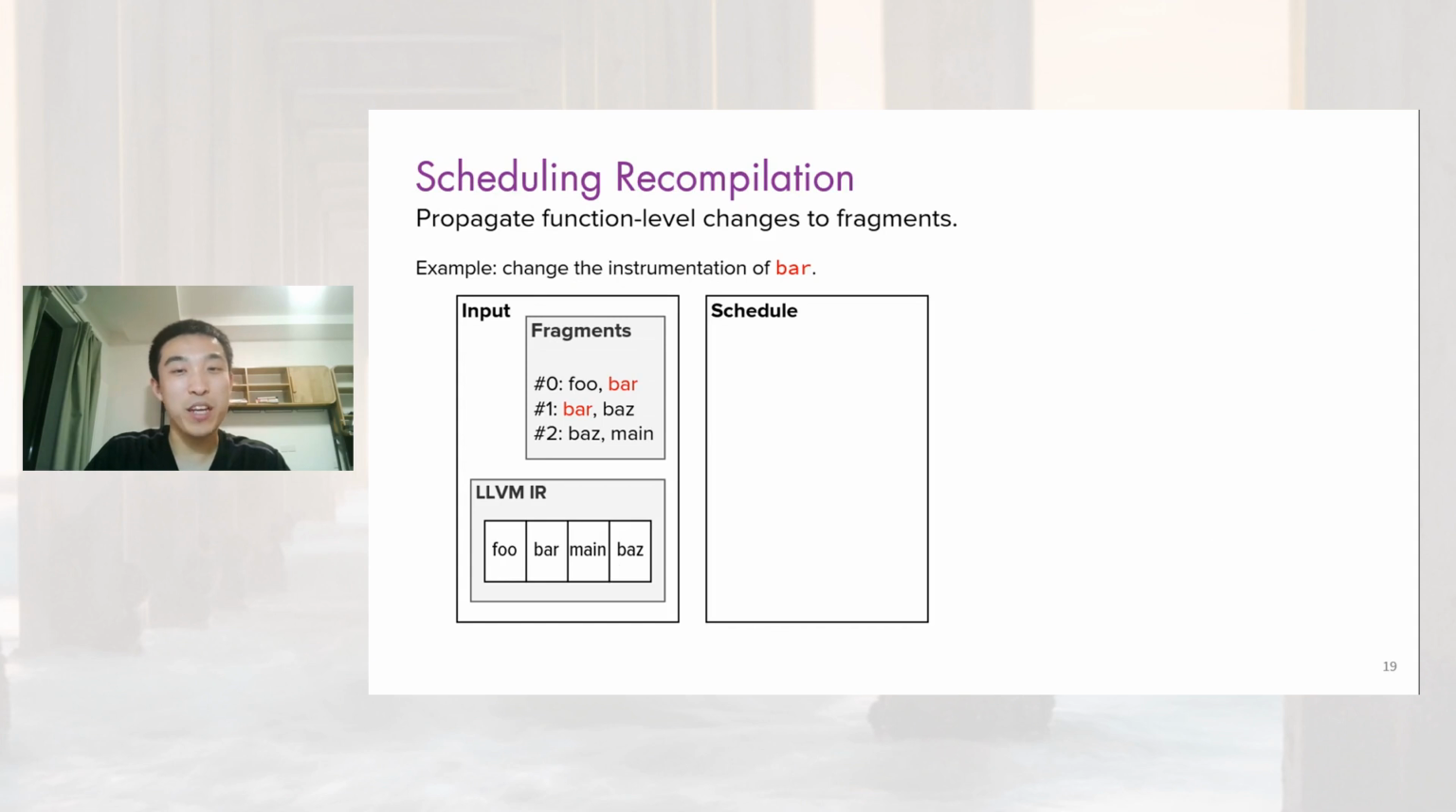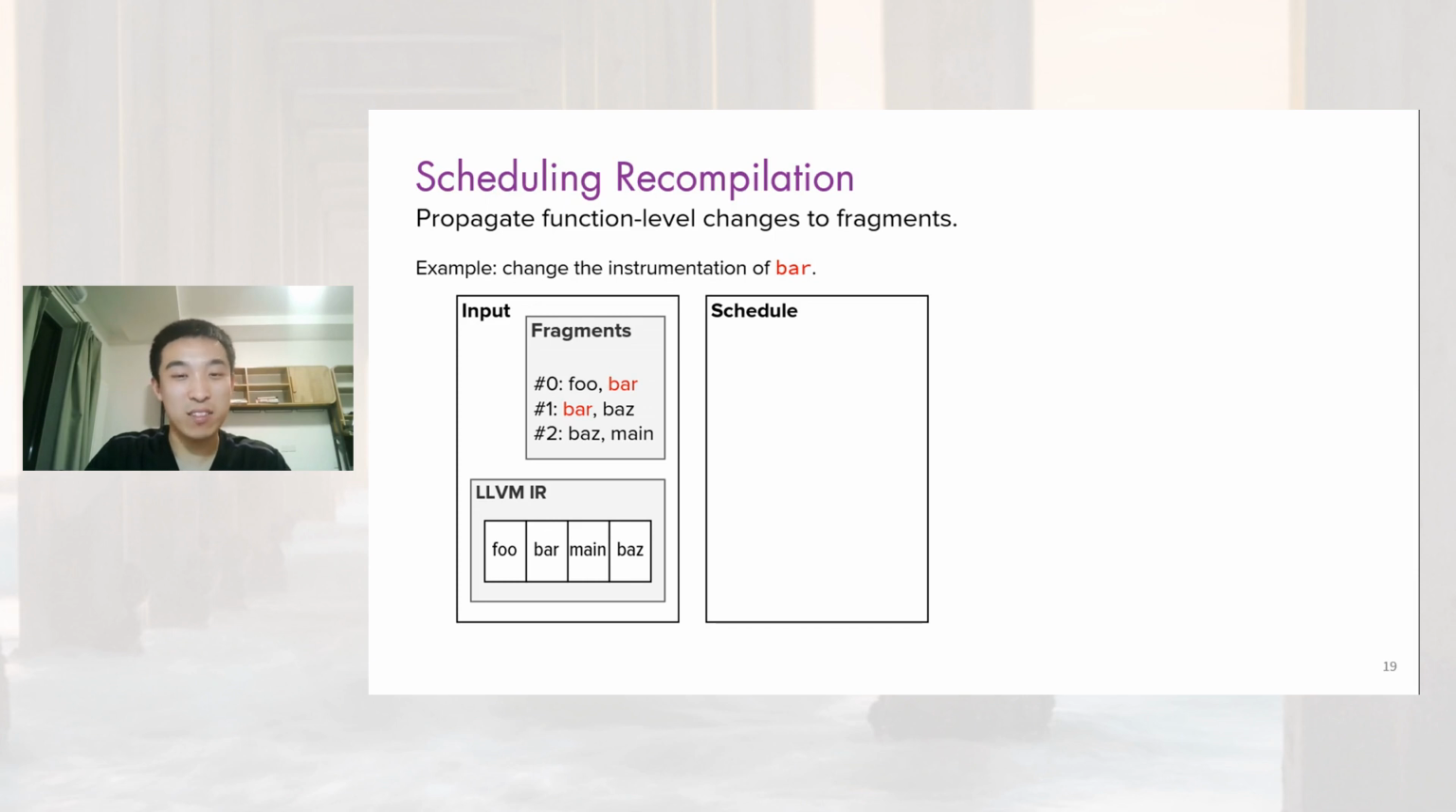Since the minimum recompilation unit in Odin is a fragment, modifications to functions should be converted to fragments. For example, suppose that the target program contains 4 symbols. The pre-instrumentation survey partitions them into 3 fragments. Note that both bar and base occur in 2 fragments. Suppose that the fuzzer requests to re-instrument function bar. Because function bar is used by both fragment 0 and fragment 1, we should recompile both fragments.